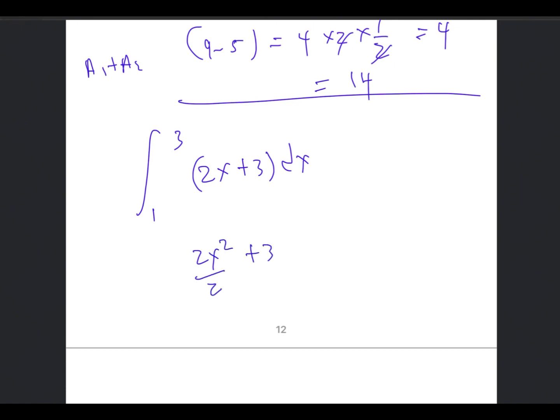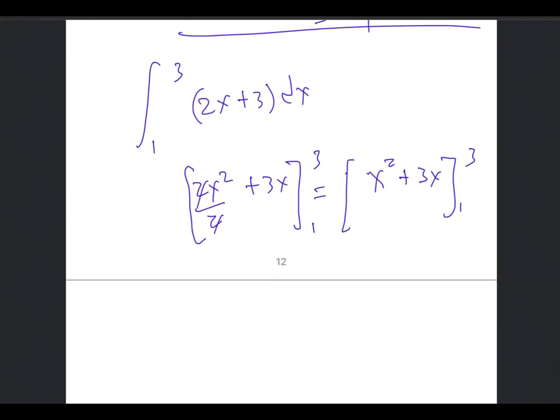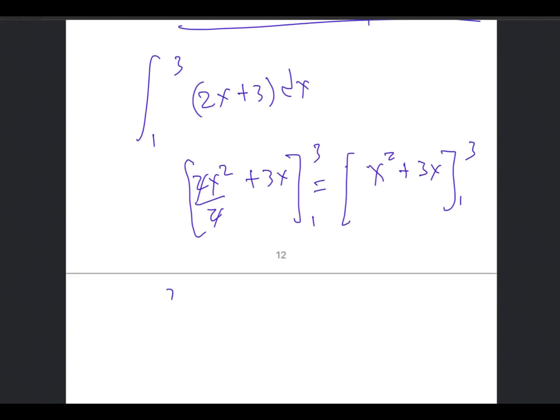2x squared over 2 plus 3x, right? And then remember that after you are done with your integral, you bring the limits to be 1 and 3. And then you start your evaluation, because this one cancels this. So it's going to be x squared plus 3x, and then 1 to 3. So doing the evaluation, you're going to get 3 squared plus 3 times 3.